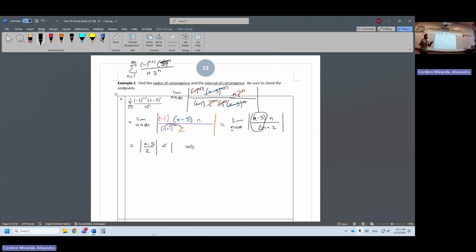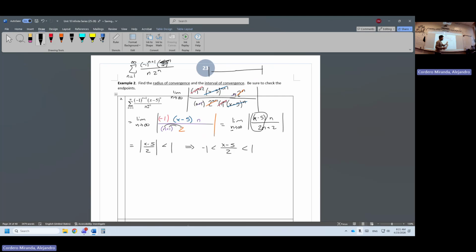Okay, you might not remember this, but if the absolute value of something is less than 1, then that means that something goes up to 1 or down to negative 1. If you don't remember that, I'll let you try to convince yourself of that on your own. But yeah, if the absolute value of something is less than 1, it means it could go up to 1 or down to negative 1. So that would mean that x minus 5 over 2 is between 1 and negative 1. Cool, and then now for real, this is just solving.